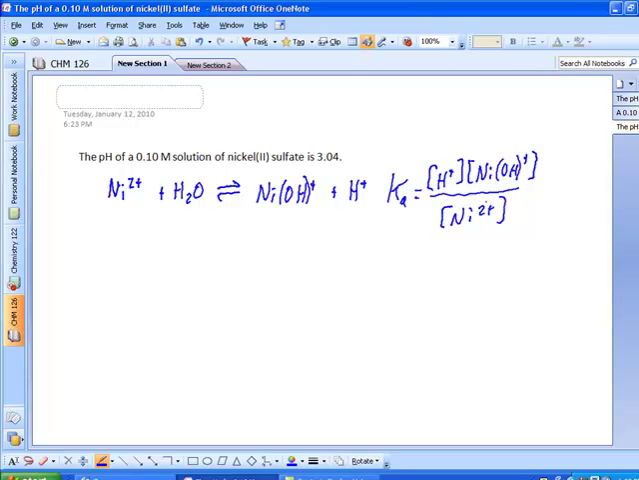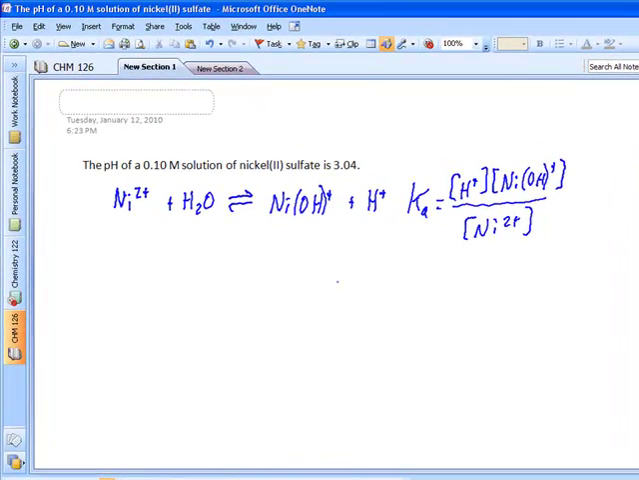Now, since we do have a measured pH, we can calculate the concentration of the hydrogen ion, and that's what we're going to do next. The concentration of hydrogen ion is equal to 10 raised to the negative pH molar. So in this case, 10 raised to the negative 3.04 molar, which gives us 9.1 times 10 to the negative 4th molar.